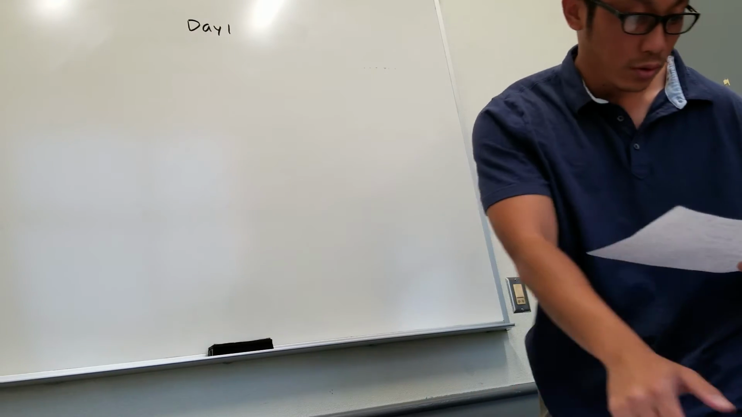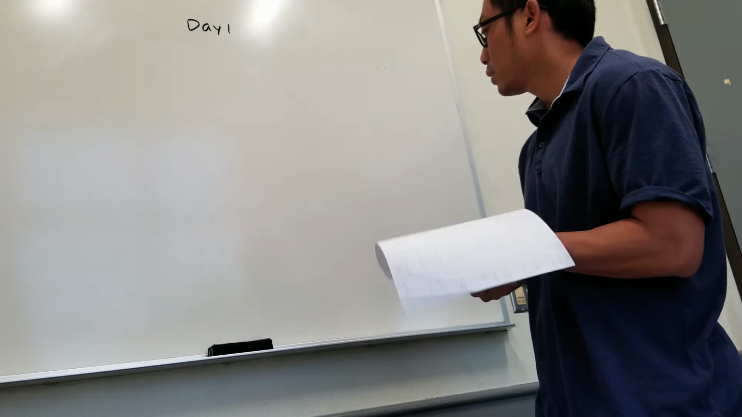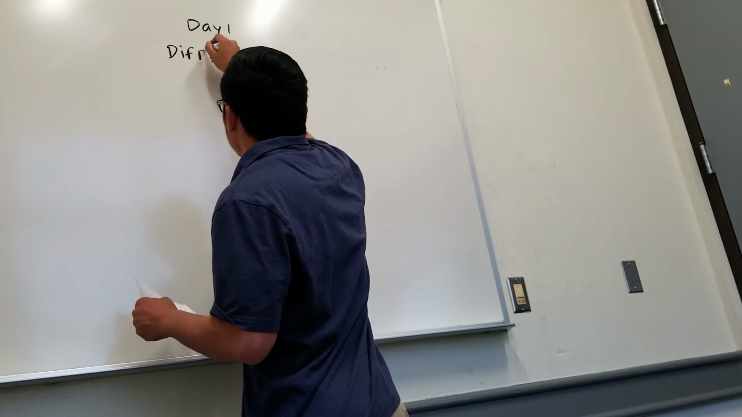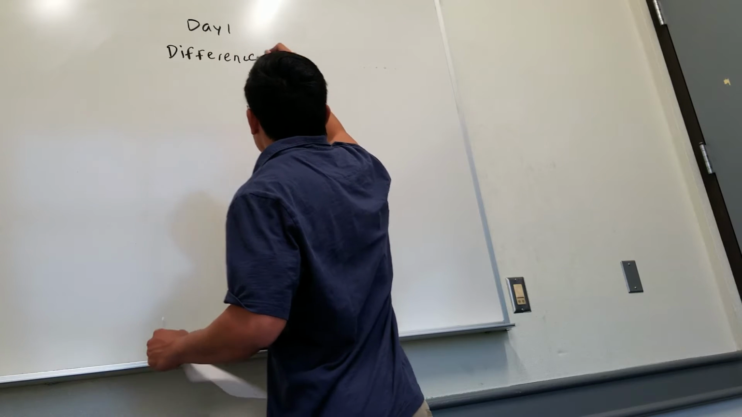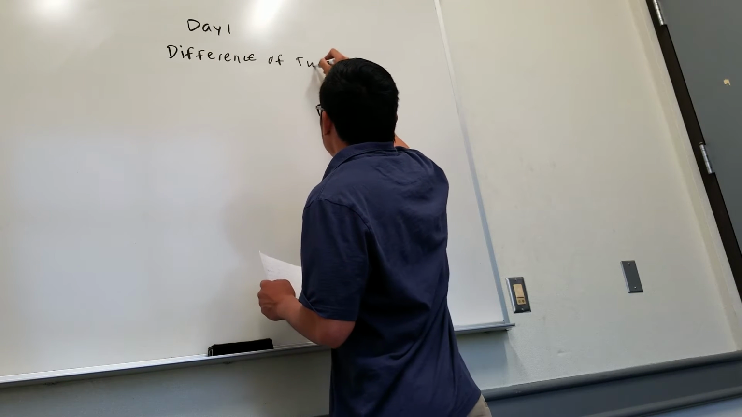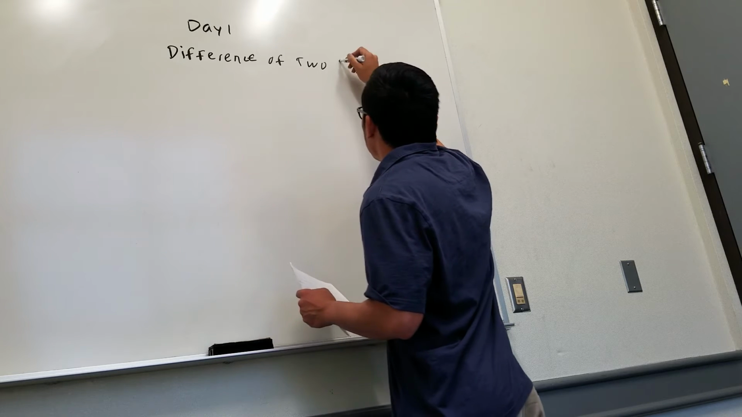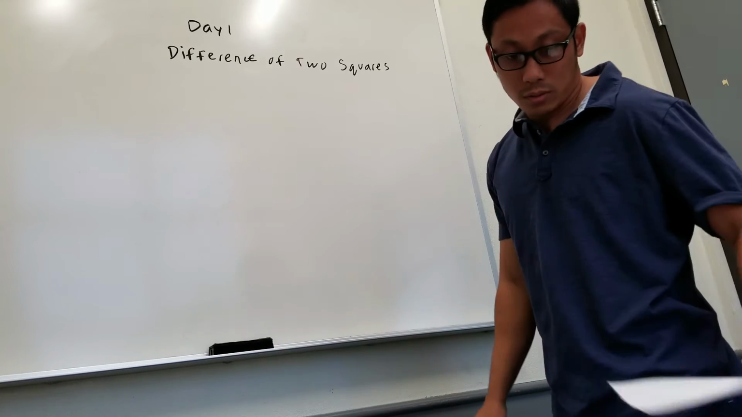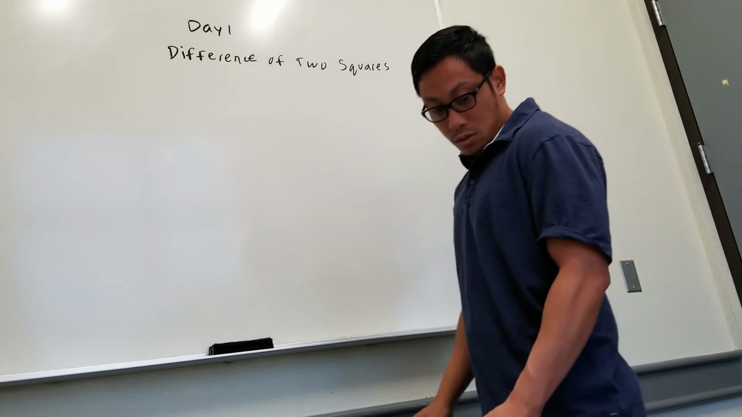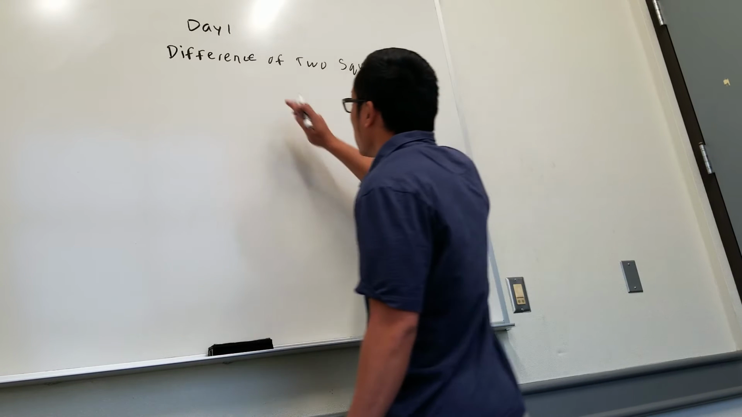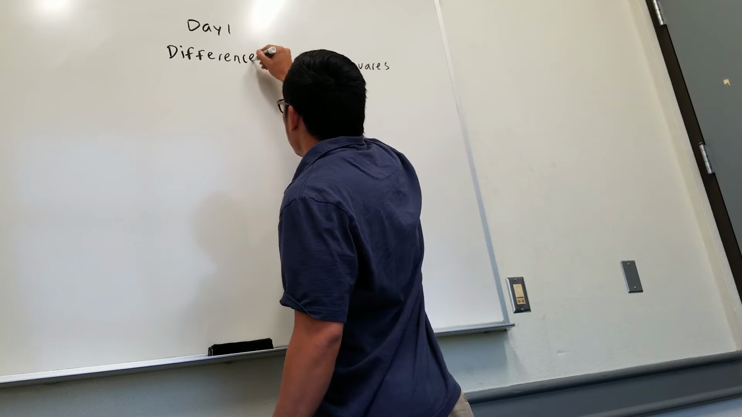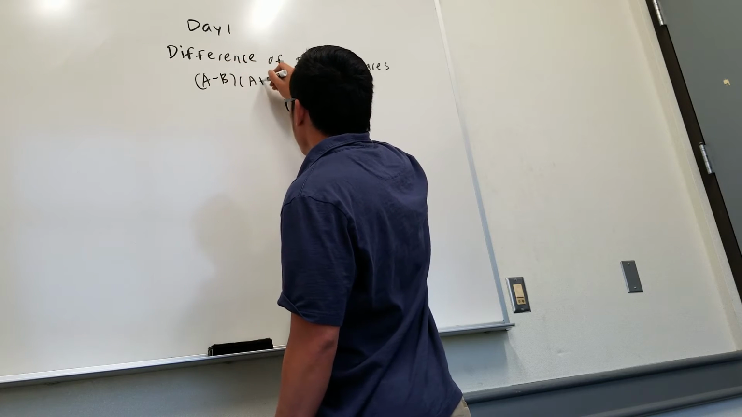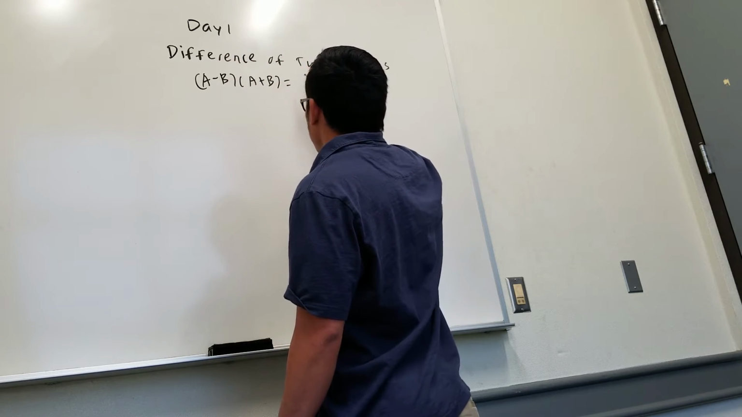Difference of two squares. Okay. So let's do this. So to get the difference of two squares, we have this: a minus b, a plus b is equal to a squared minus b squared.